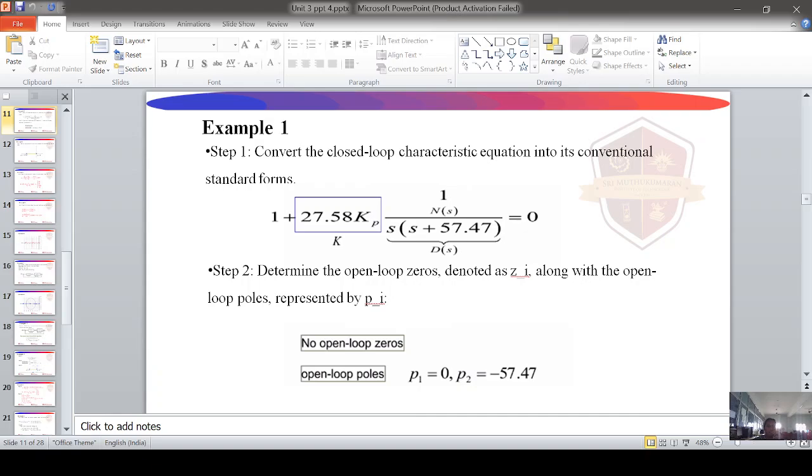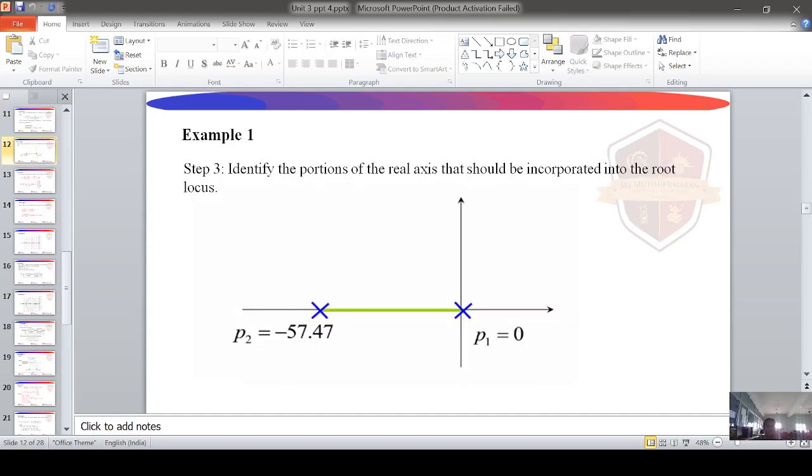Then open loop poles: P1 is equal to 0, I mean s equal to 0, P1 equal to 0. Then s plus 57.47 is equal to 0, so P2 is equal to minus 57.47. So we have no zeros and two poles, P1 and P2.